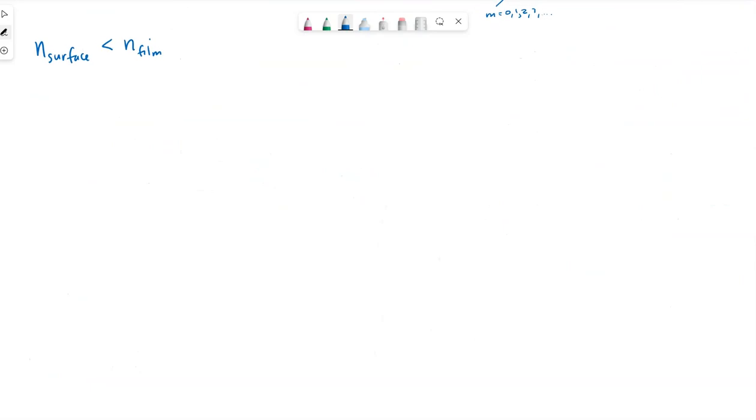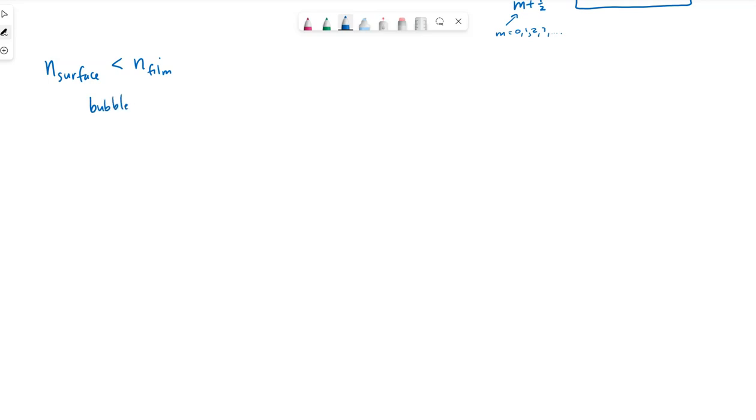It is possible to have a thin film where the index of refraction of the surface is less than that of the film. An example: have you ever blown bubbles? Like with kids? Or just done it because it's fun? I like blowing bubbles, can be fun, in my opinion. And so the thin film in this case is the bubble solution.